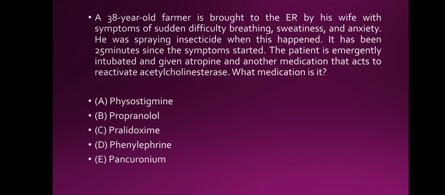Pralidoxime. Yeah. Here is the answer. Pralidoxime displaces organophosphates from acetylcholinesterase enzyme. So it can stop the action of insecticide inhaled by the farmer and caused these symptoms. Okay, this is a correct answer. Phenylephrine. It is an alpha 1 agonist. So it is away from this scenario.